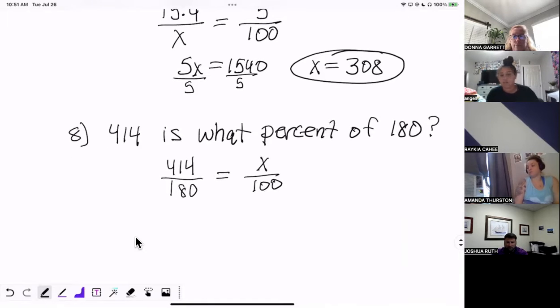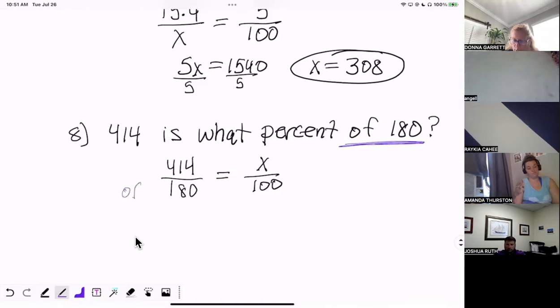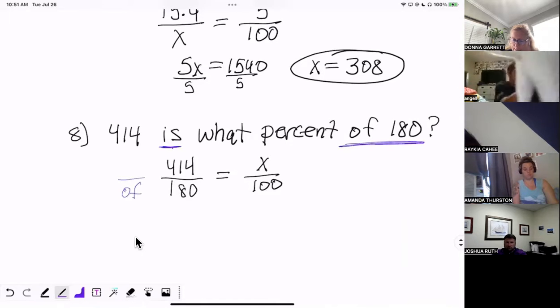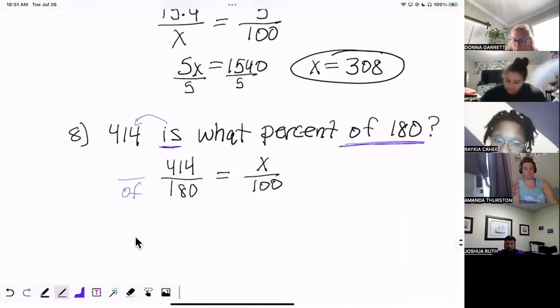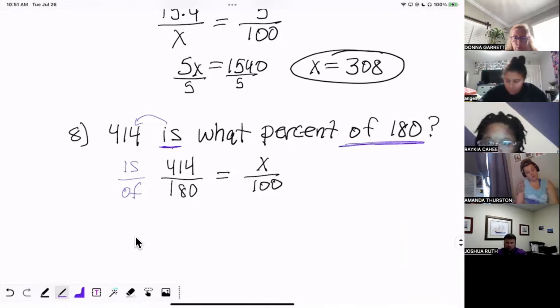Okay, I wrote it down. Be careful of the words. I know you want to put the smaller number on top, but watch the words. Of is 180. Of goes here. Is refers to that number, and that is your 414. Or you can think of it, 414 is your part. Is always the part, and the of is always your whole.